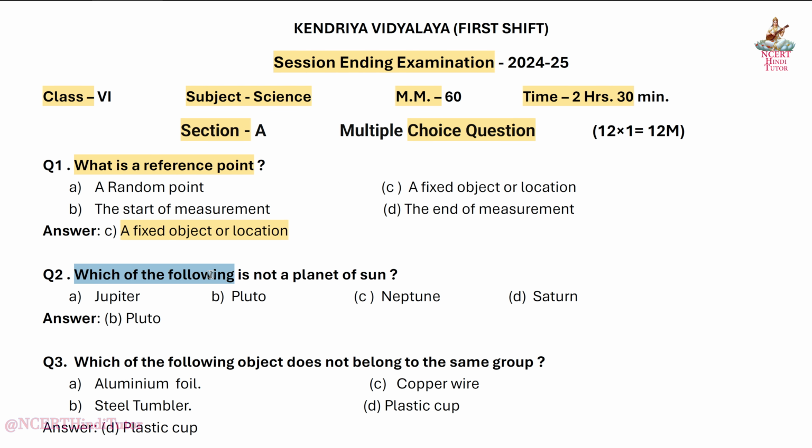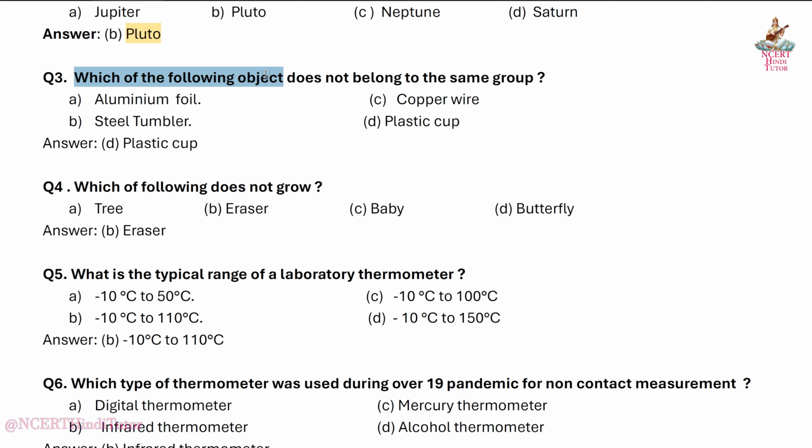Question 2, which of the following is not a planet of the Sun? Answer B, Pluto. Question 3, which of the following objects does not belong to the same group? Answer D, plastic cup. Question 4, which of the following does not grow?